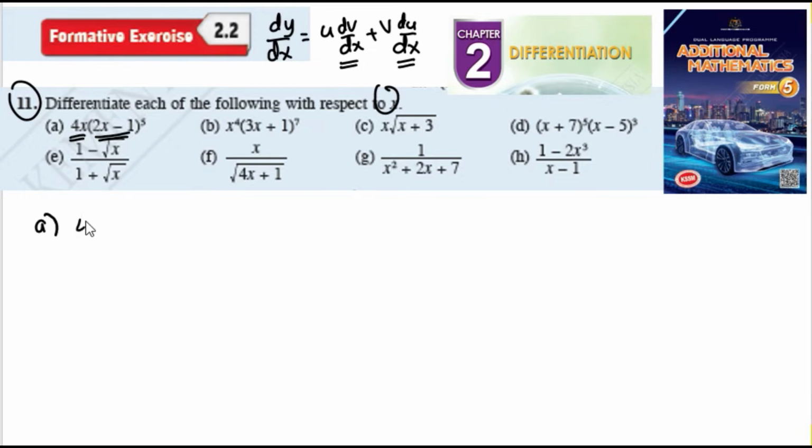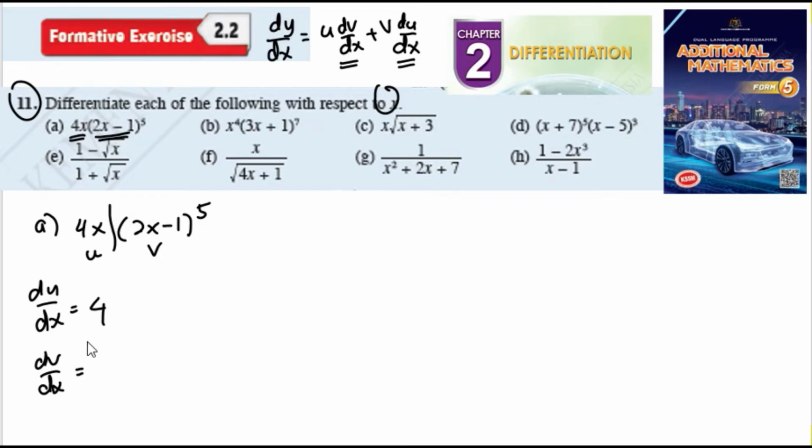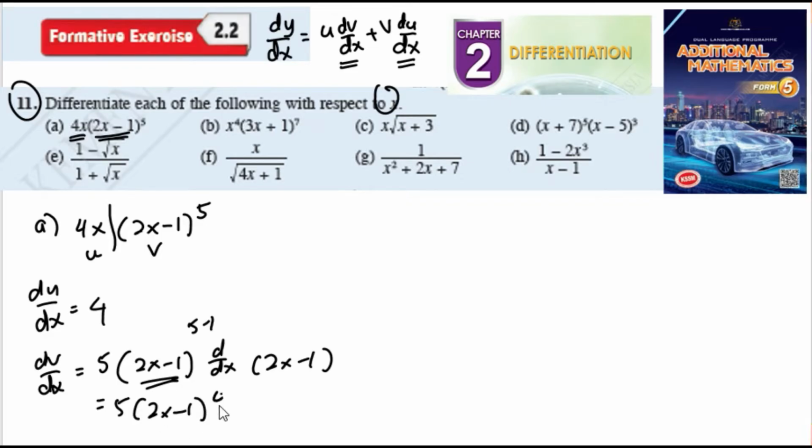So (a), 4x times (2x minus 1) to the power of 5. The front here is u, the back here is v. So du over dx is equal to, when you differentiate 4x, you get 4. For dv over dx, when you differentiate this one, you see the bracket with a power. We bring the power forward, so you get 5, (2x minus 1), and then the power minus 1. Then we differentiate the one inside the bracket, 2x minus 1.